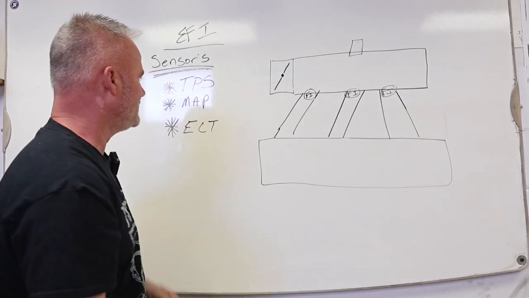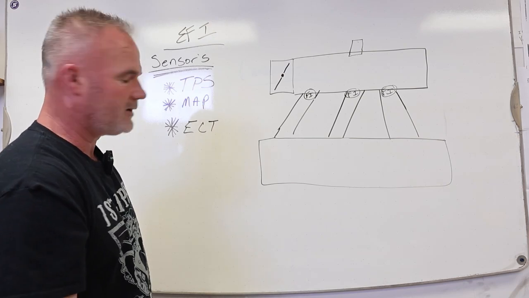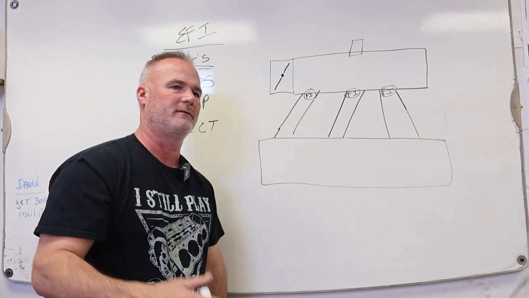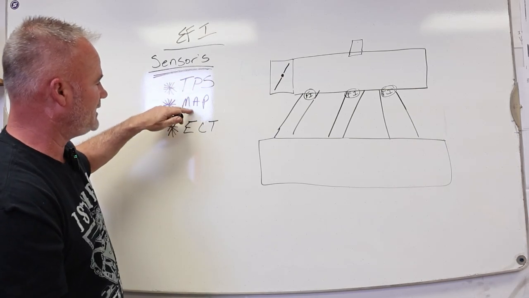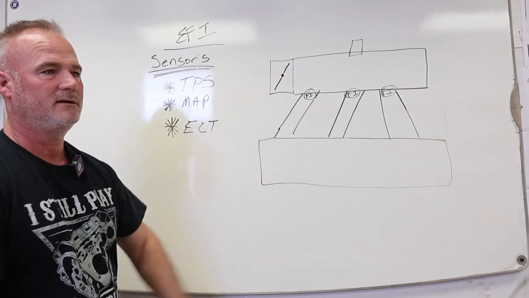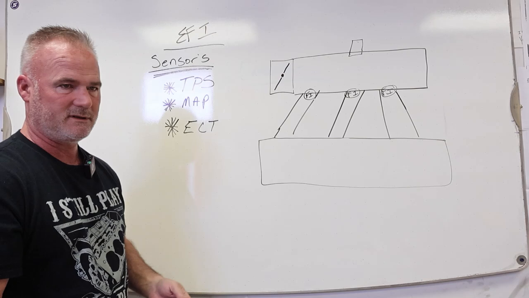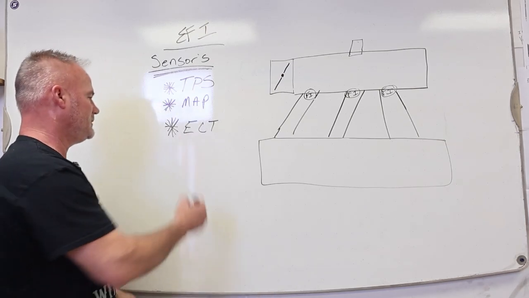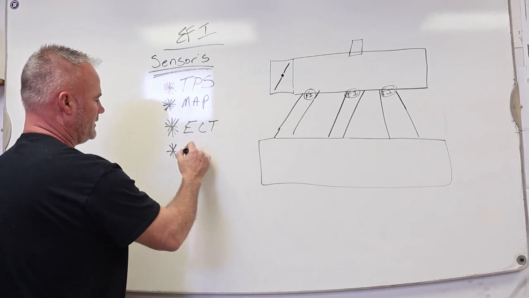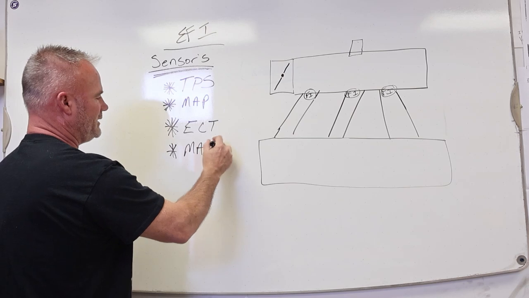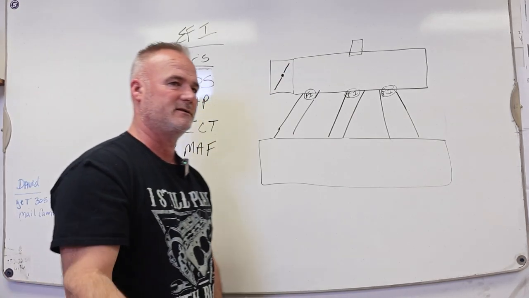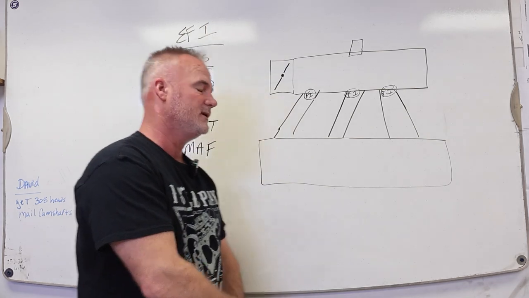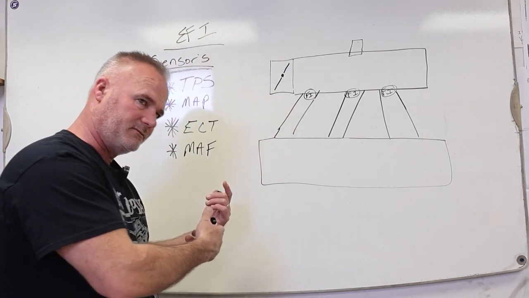Now you guys have mentioned, let me stay on track here. So, alright, these are things: GPS, MAP, ECT. Another very important sensor, mass airflow. Let's talk about that in a moment. Mass airflow meter. So you have two types of systems: mass airflow meter and speed density. Speed density runs off a MAP. Mass airflow runs off mass airflow.